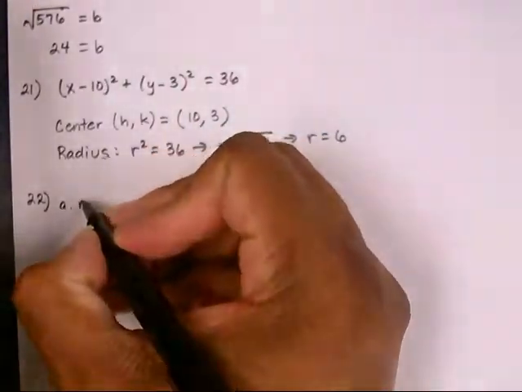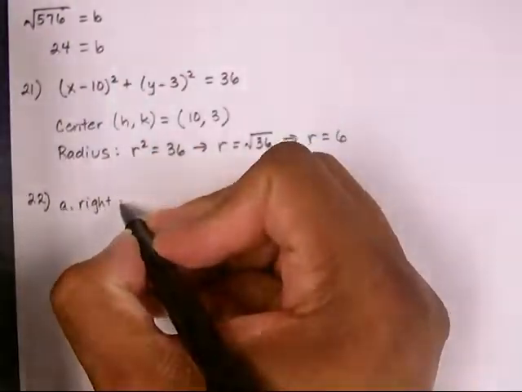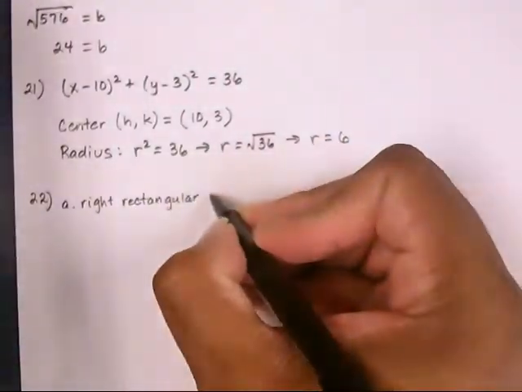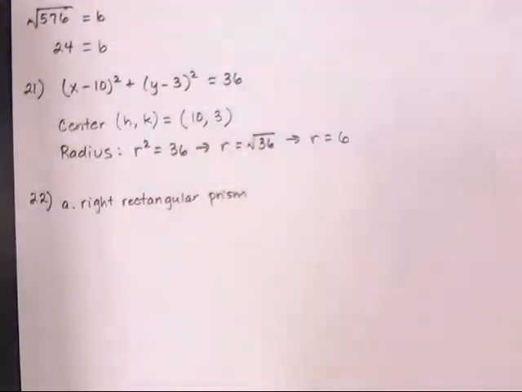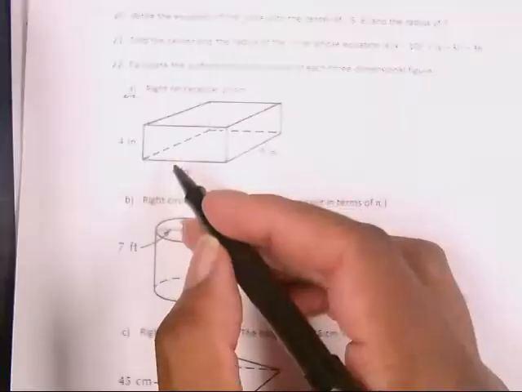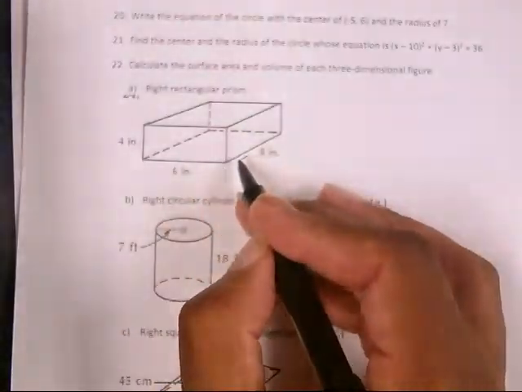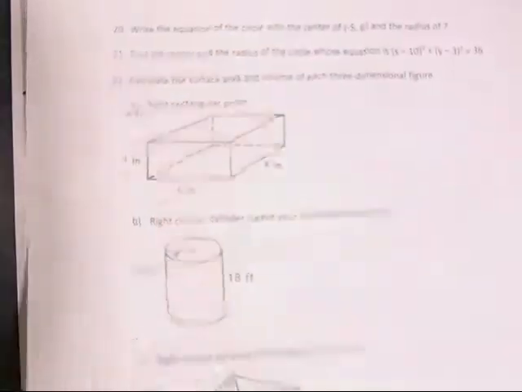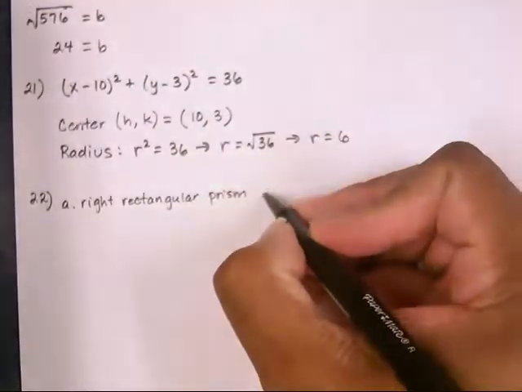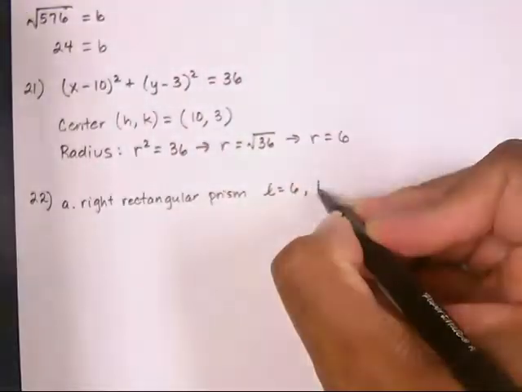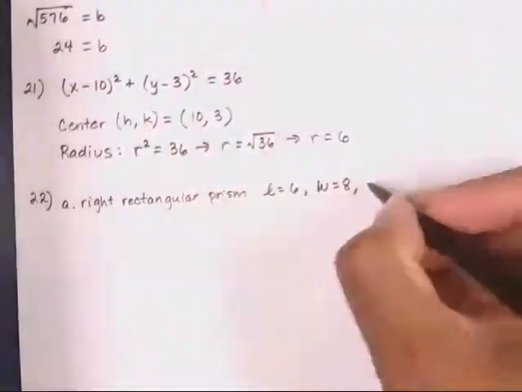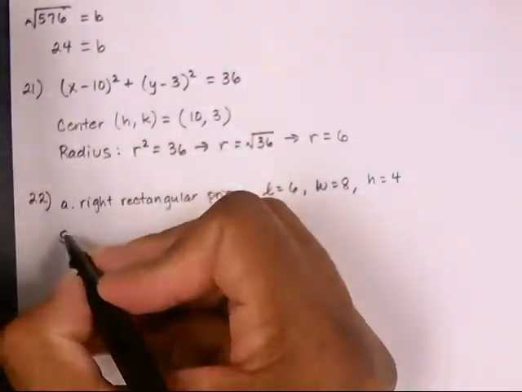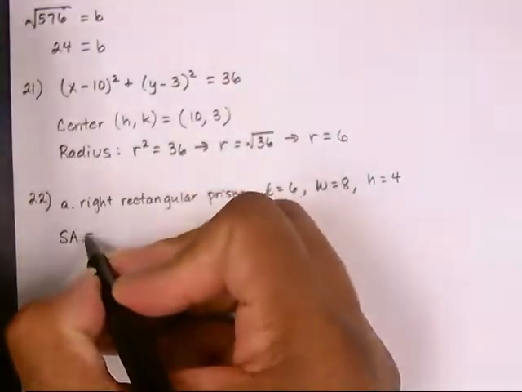And that's part A. Alright, in this case here, we do have a length of 6 inches, a width of 8 inches, and a height going straight up and down of 4 inches. So those are your dimensions there. A length of 6, a width of 8, and the height is 4. And now we're going to find the surface area of that right rectangular prism.